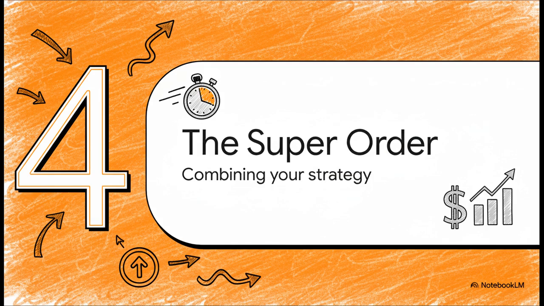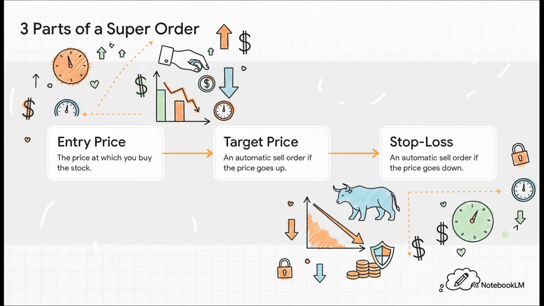What if we could combine all of this, our entry, our profit goal, and our safety net, into one single command? Well, you can. Some brokers call this a super order or a bracket order, and it's pretty powerful. It lets you map out your entire strategy at once.